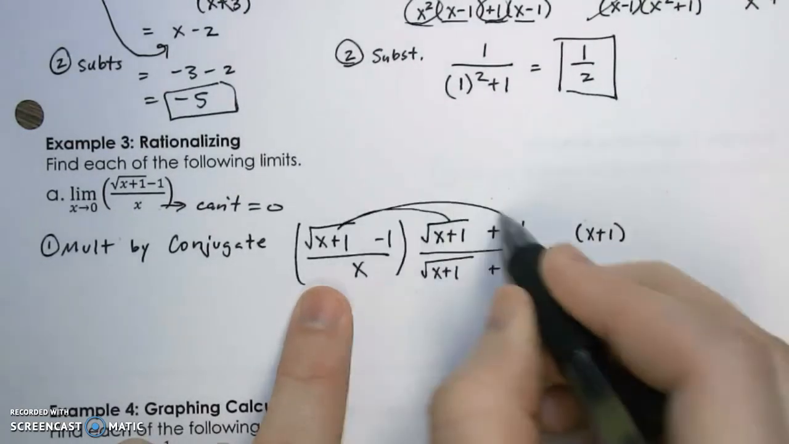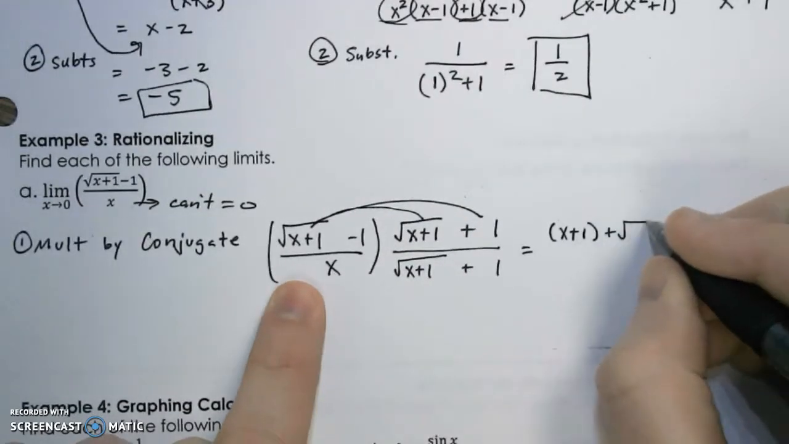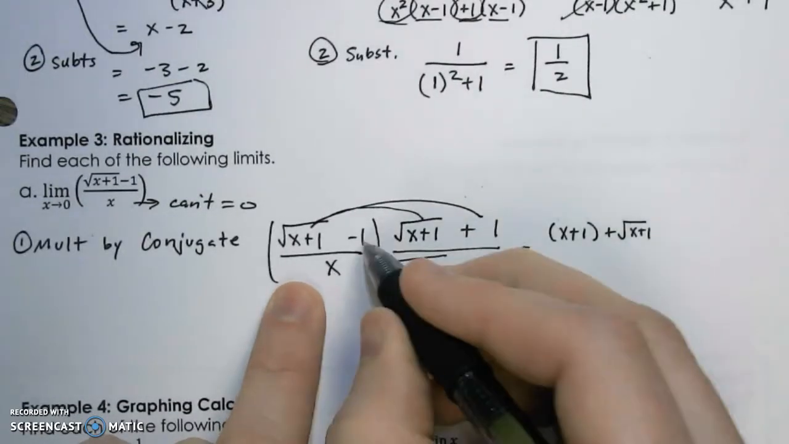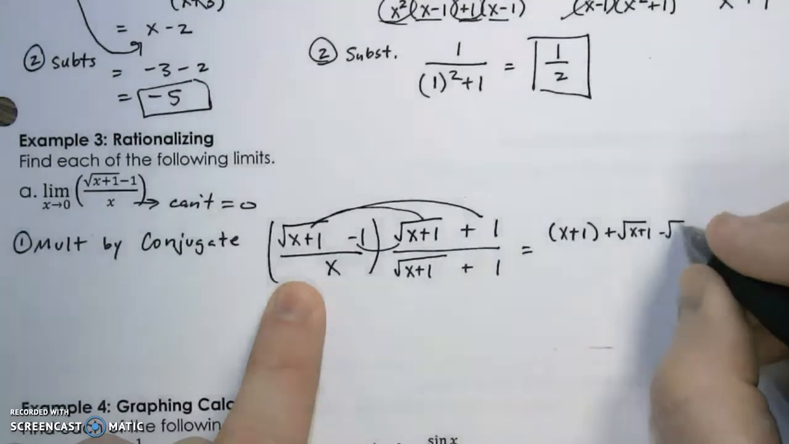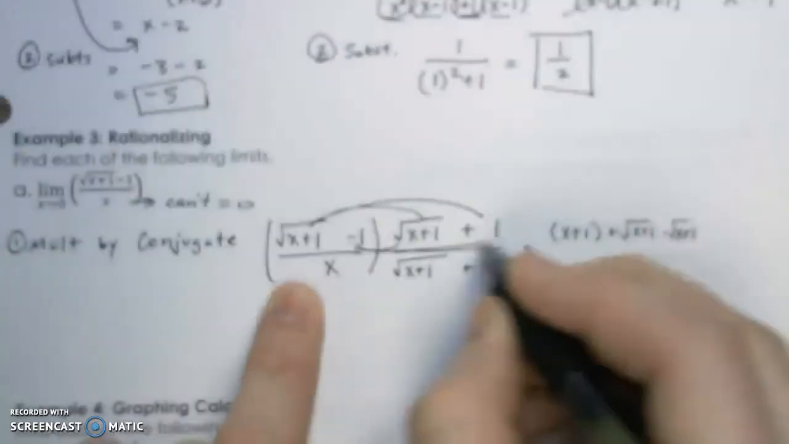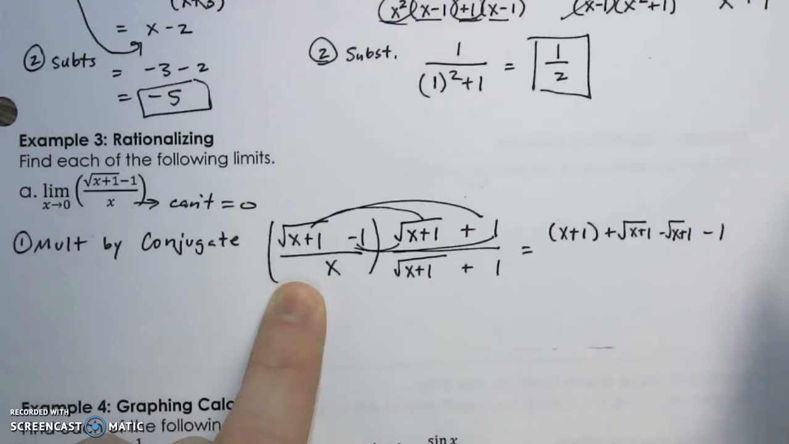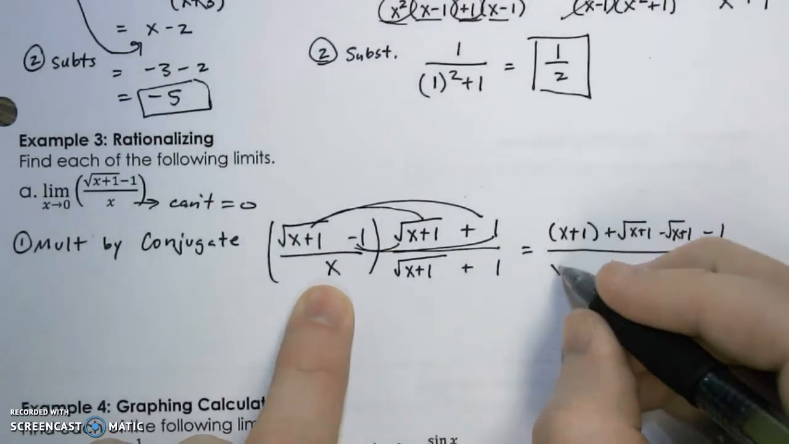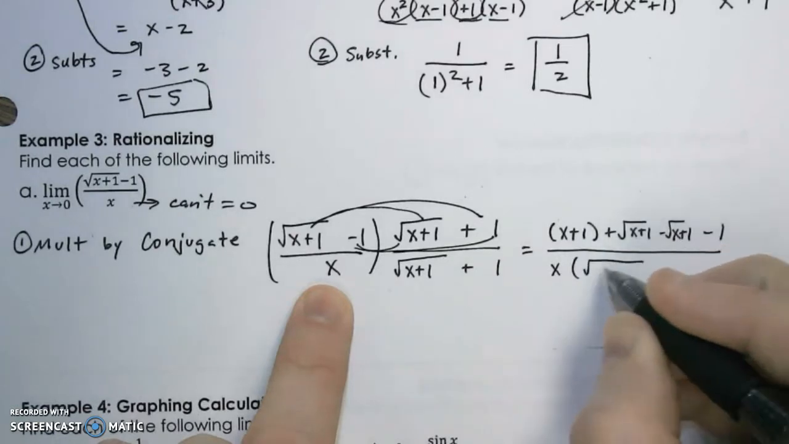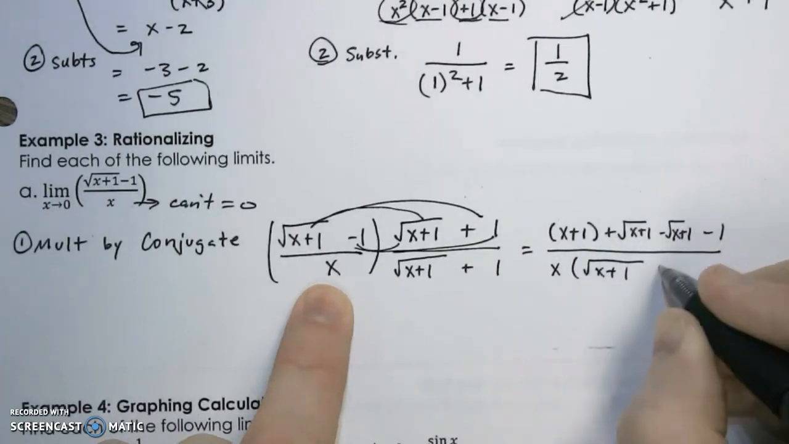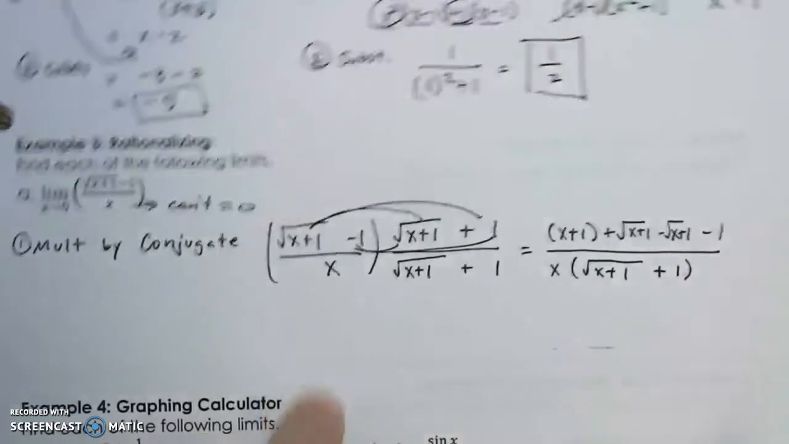If you multiply those, you have positive radical x plus 1. You multiply those, you have negative radical x plus 1. And you multiply your 1s, you have negative 1. Now, the bottom, you don't need to do anything. You can just leave it alone. I always leave the bottom alone.